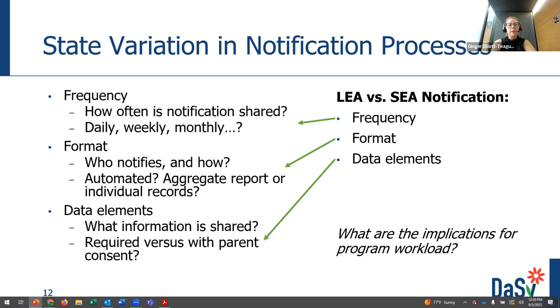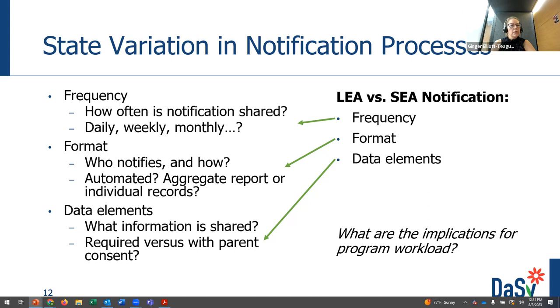It may be automated. Reports may be aggregated or they may be individual. And then of course, as Michelle talked about, what information is shared? Is just the required information shared, or is there more that's provided with parent consent? All of this variation has major implications for program workload, both on the Part C side and the work required to make the notification, as well as on the Part B side to receive and process that notification.